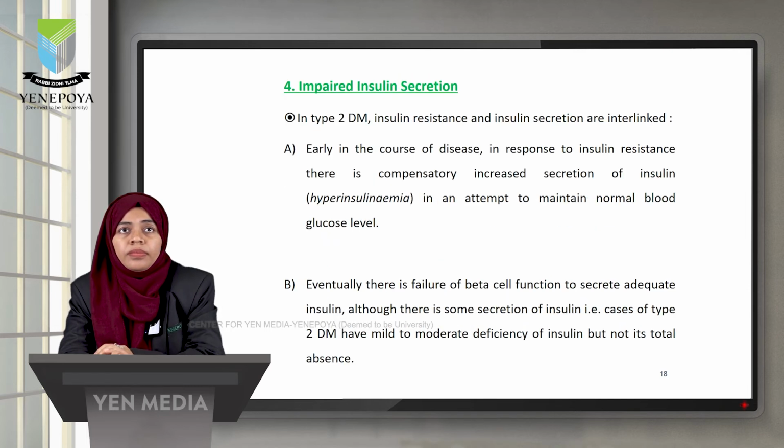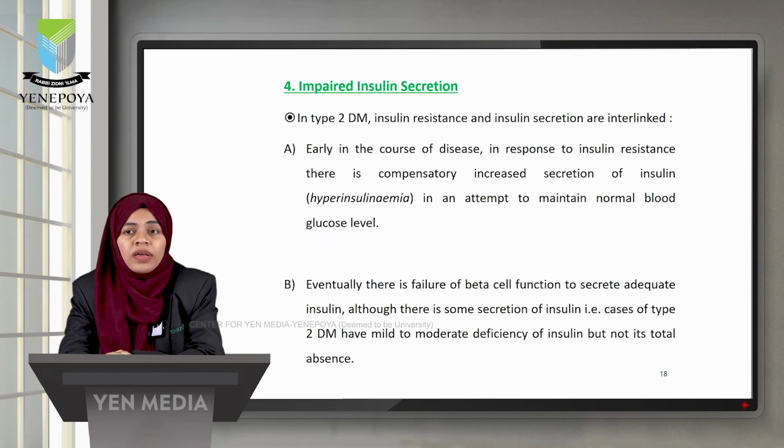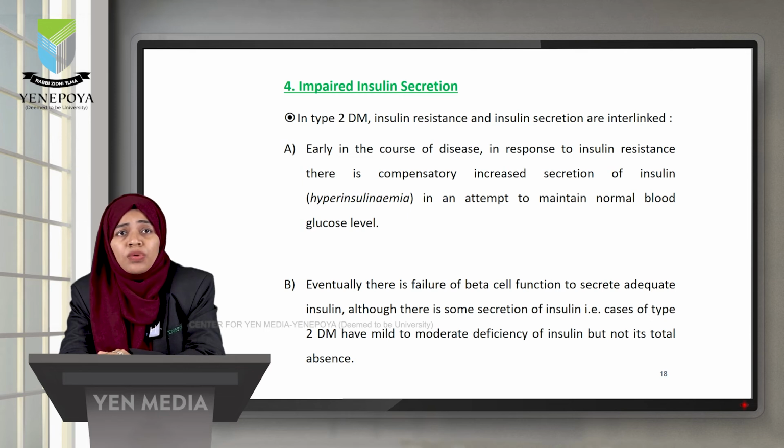One more reason for type 2 diabetes mellitus is impaired insulin secretion. In type 2 diabetes mellitus, insulin resistance and insulin secretion are interlinked. Early in the course of the disease, in response to insulin resistance, there is a compensatory increased secretion of insulin, in an attempt to maintain the normal blood glucose level. But eventually, there is a failure of beta cell function to secrete adequate insulin.